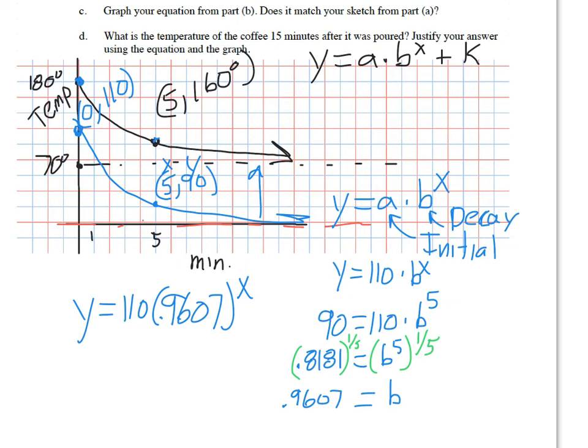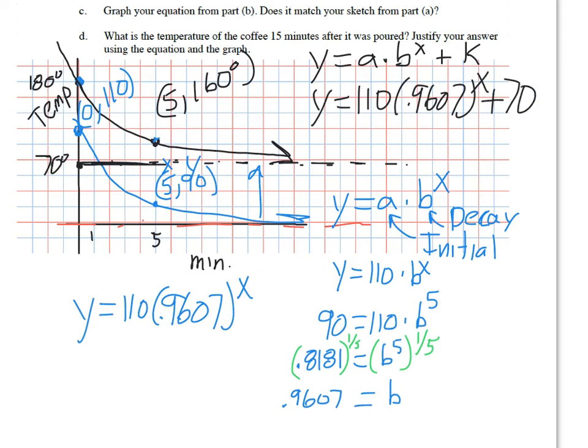We want to find the actual equation for this temperature of coffee as it approaches the room temperature of 70 degrees, where this is our horizontal asymptote. It's going to be the same A value, 110, same B value, 0.9607, but now we have that vertical shift of 70 units, so I'm going to put plus 70 at the end. Our equation for the temperature of the coffee, given x in minutes, is 110 times 0.9607 raised to the x plus 70.